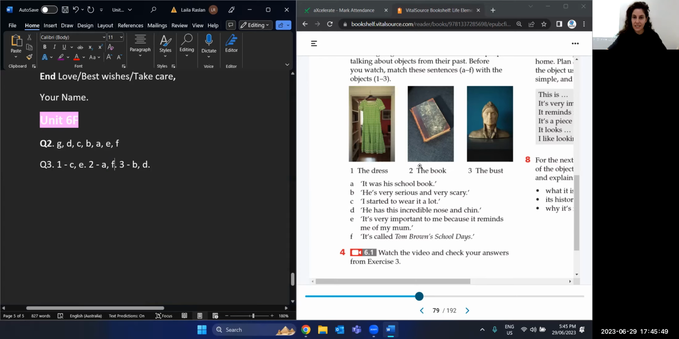So the first sentence is number 2. This B is 3. C is 1. D is 3. 1E. And F is 2.